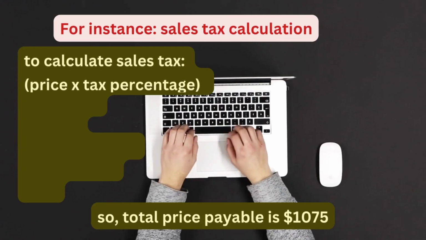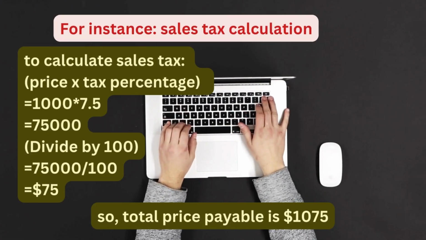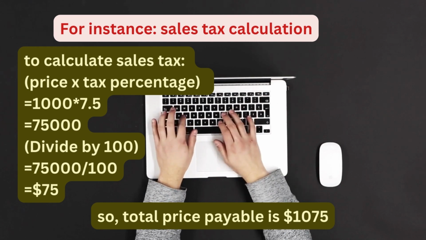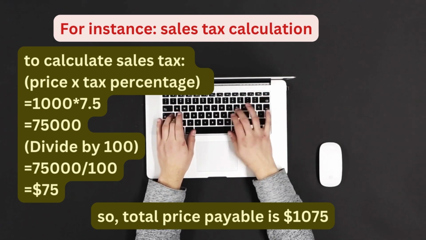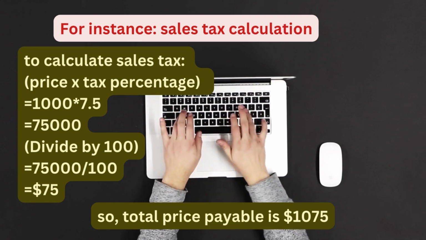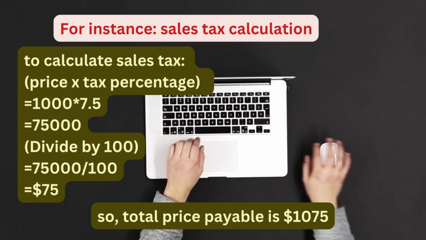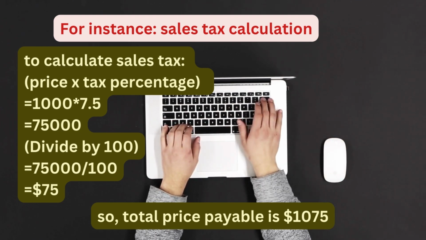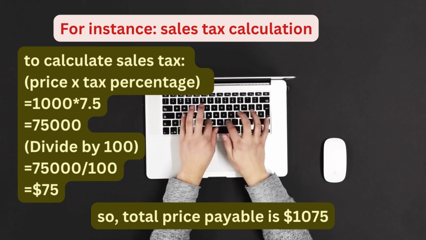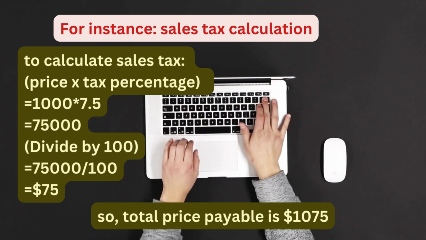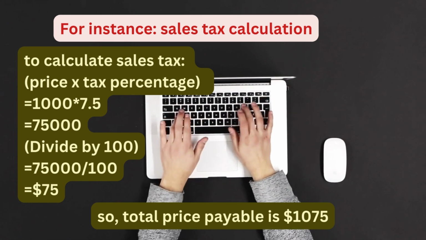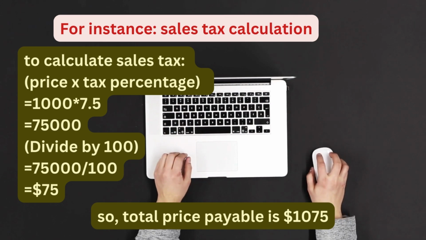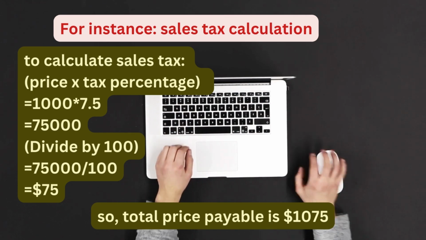Let's say you are purchasing a new laptop for $1,000 and the sales tax rate is 7.5%, which will be added to the price once you make the purchase. Now, in order to find how much will be charged as sales tax, simply multiply the price, which is $1,000, by the sales tax rate, 7.5, and you will get 7,500. And then you divide it by 100. Bingo! You get the sales tax amount, which is $75. So, it means the total price charged will be $1,075 when you make the purchase.